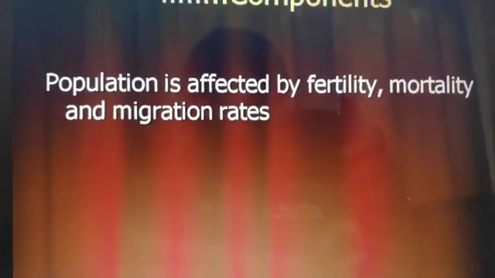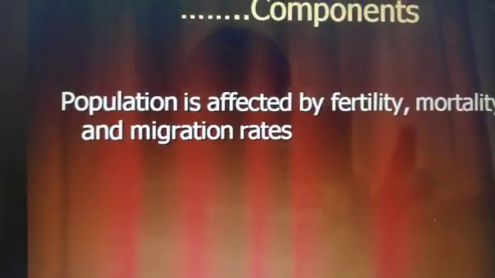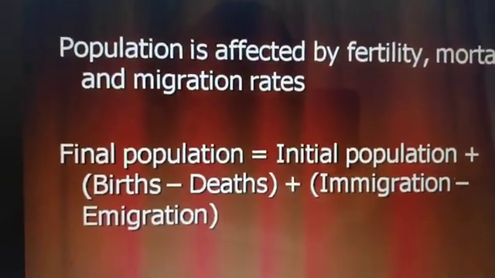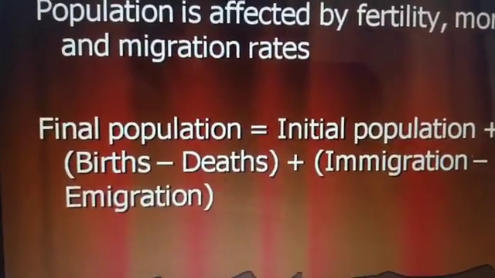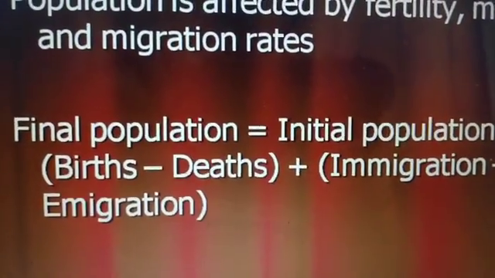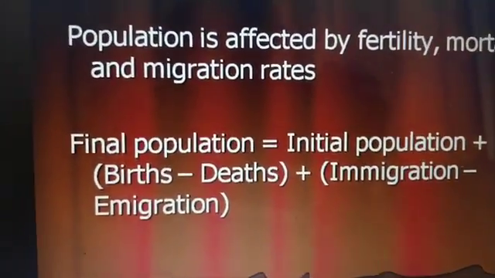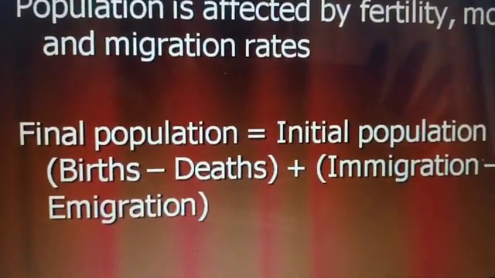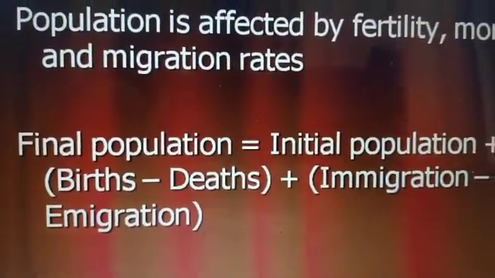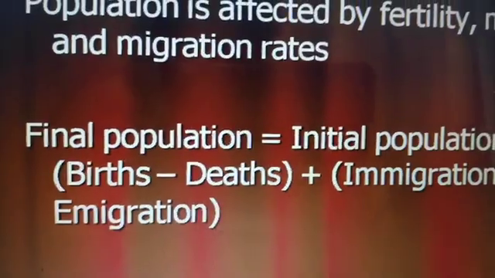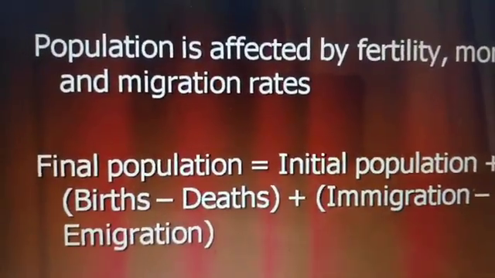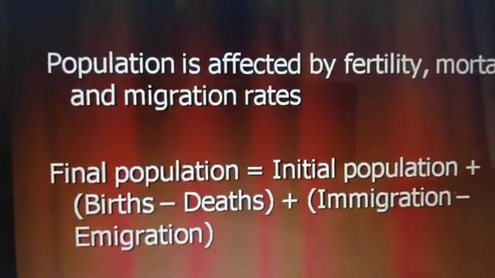When we move forward, we all know that population is affected by fertility, mortality and migration rates, as I told you earlier. The final population will be the initial population plus net migration. Birth minus death is the net population growth, and immigration minus emigration is the net migration count. So the final population is the initial population plus net population growth and net migration of any country or region.